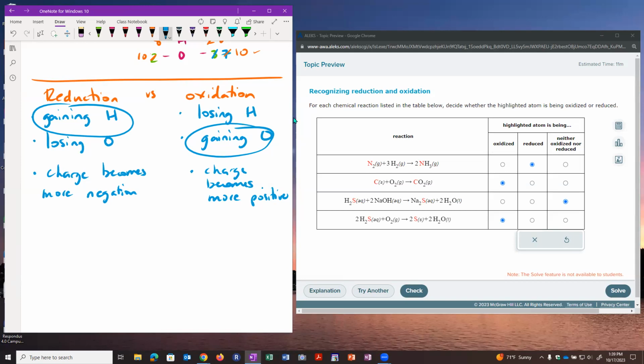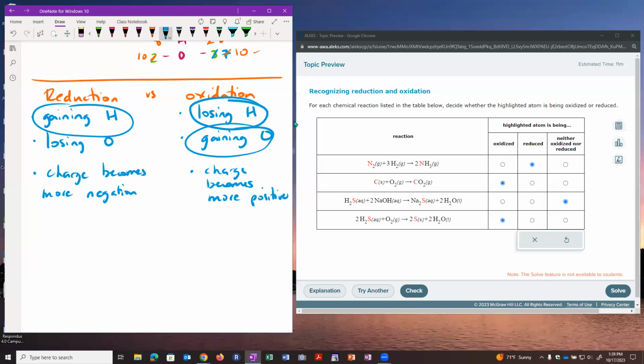Let's jump down to the last one, and we'll come back to the third in a second. So the sulfur down here starts off being attached to hydrogens. Then at the end, the sulfur is on its own, right? So it originally had H's attached to it. Then it's lost those H's. So losing hydrogen would be an example of oxidation, which is what we have here.